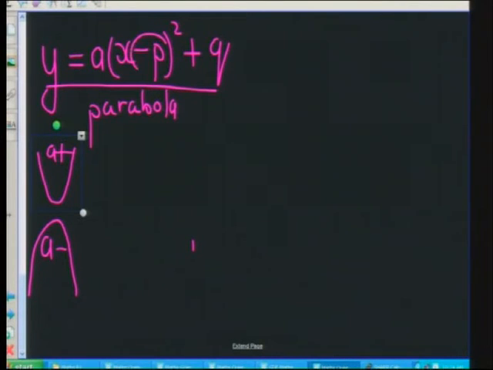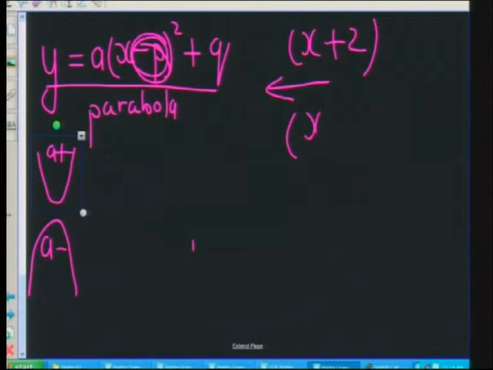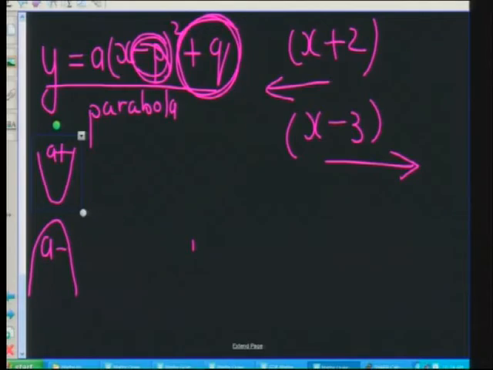Then the p inside the bracket there moves the graph left or right. So if I have, let's say, x plus 2, it means from the standard position, your graph has moved 2 units to the left. If I have x minus 3, it means your graph has moved 3 units to the right. The value for q controls the up and down, and that works exactly like we think it should. Plus 3 moves the graph up 3 units, minus 3 will move the graph down 3 units.